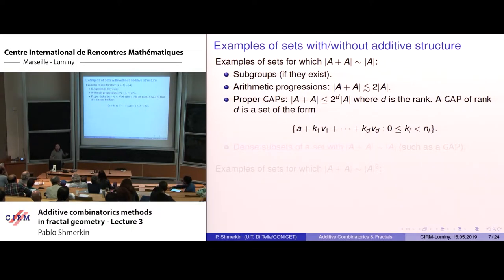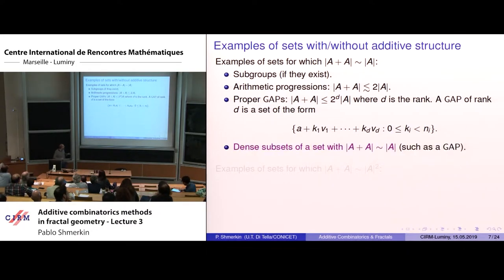If d is given, so if d is one, it is a real arithmetic progression. Again, these sets have small sumset because it grows by at most a factor of 2 to the d. Actually, this is if it is proper. So proper means that all of these sums are different, so all of these representations are different, which doesn't have to be the case even if the group has no torsion. Okay, and this is actually very, very important.